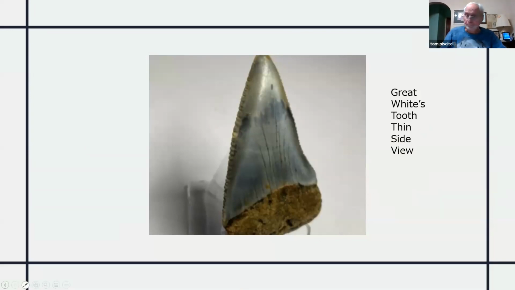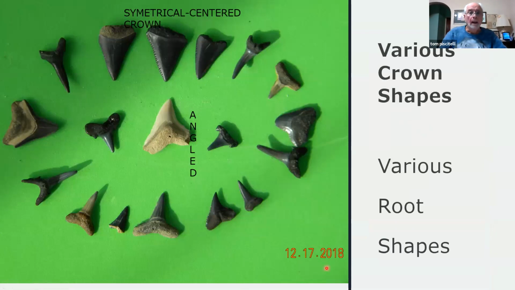Next, please. A shark's tooth crown can be long or short. The crown can be angled or straight and symmetrically centered from the root. And you can see the various different widths and lengths of the different shark's teeth in the picture. Next, please.